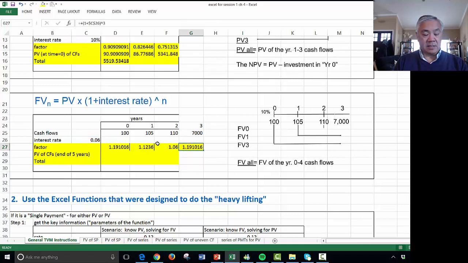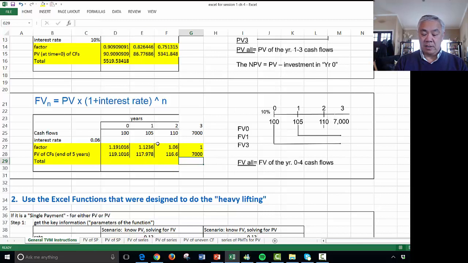And in this case, it's actually out 0 years because in year 3, on that day, we put in 7,000, we get 7,000. So now it's the same formula, the factor times the cash flow, copy it across, and we end up with that.